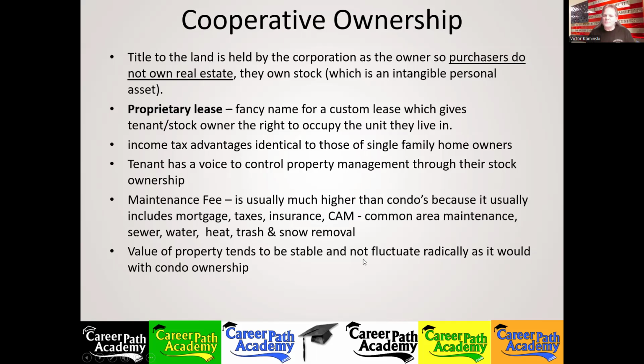The value of the property tends to be more stable and not fluctuate as radically as it would in real estate, as real estate markets fluctuate with condo ownership, because condo ownership is ownership of real estate. So just like houses, real estate markets are cyclical. They go up, they go down. Same thing with condos. Cooperatives, they tend to be a lot more stable. If the prices shoot up a lot with houses and condominiums, with a cooperative, you may see just a little bit of a bump instead of a radical price change in its value. They tend to be a lot more stable.